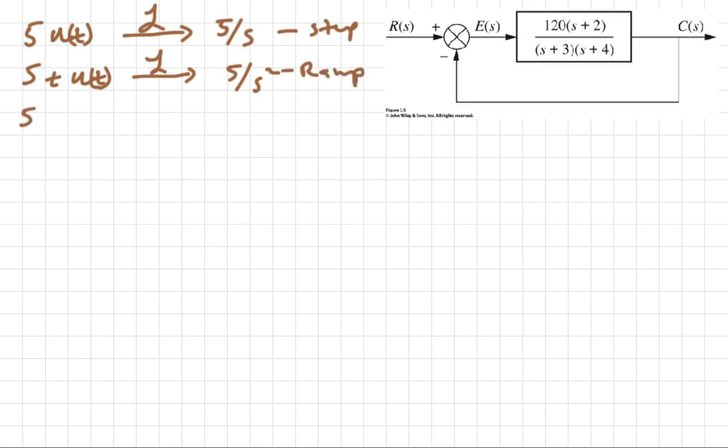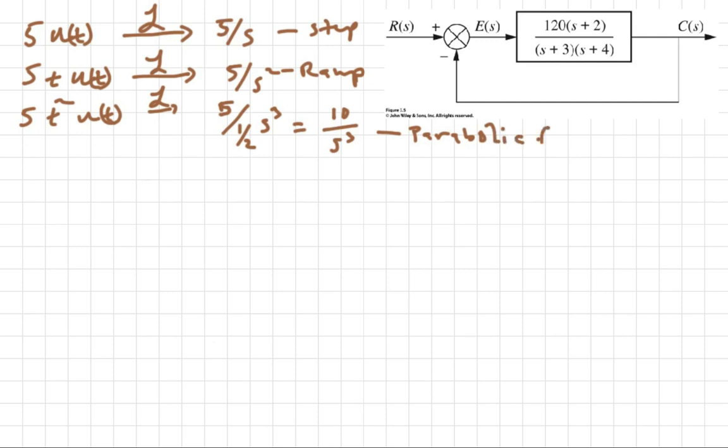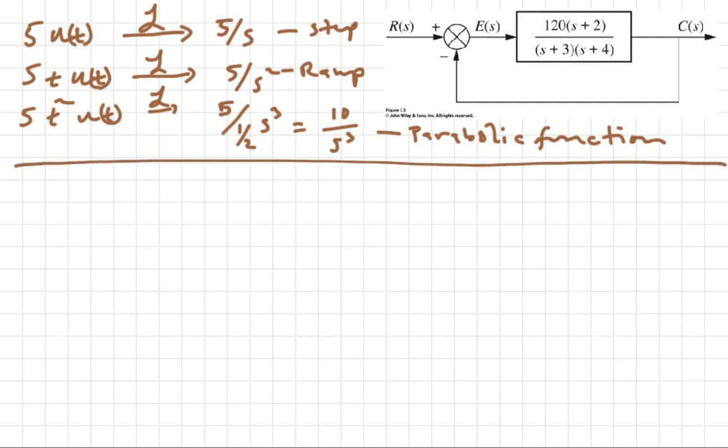And then for your 5t square u of t, if you Laplace transform this, it will give you 5 over a half s to the power 3, which will be equals to 10 over s to the power 3, and this here is a parabolic function. Okay, so now we're going to find the steady state error.